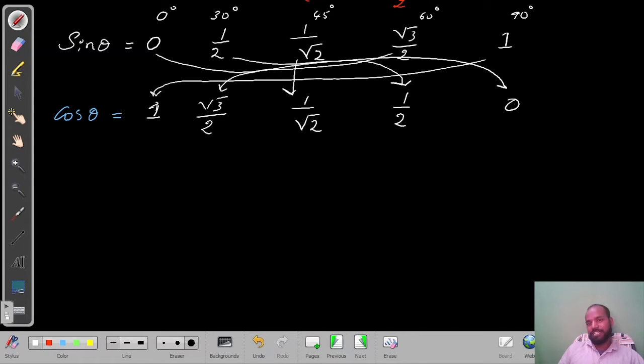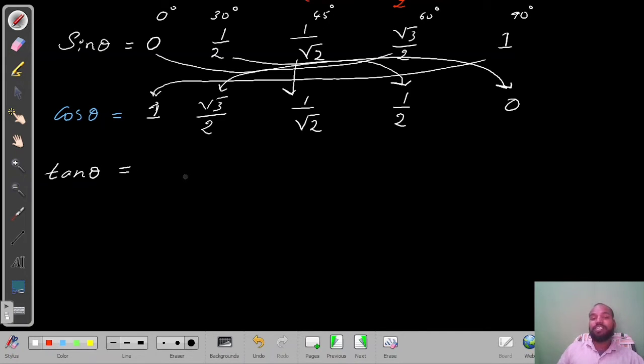So don't confuse with the lines. These lines are to help you understand. I am just reversing the values. With this we get everything very clear. Yes or no? Yes. So now we have to find the tan theta value.